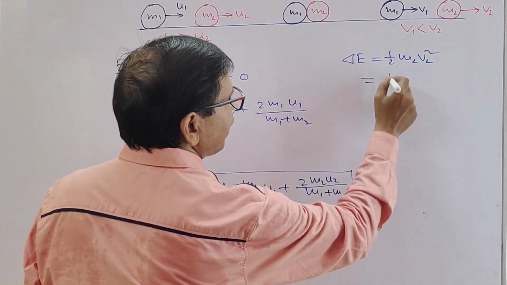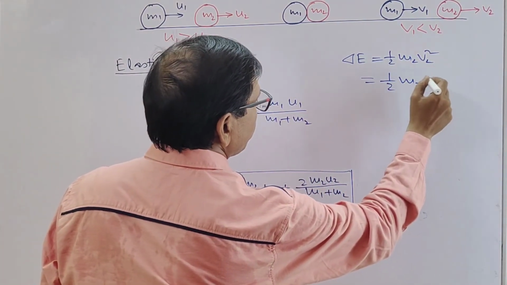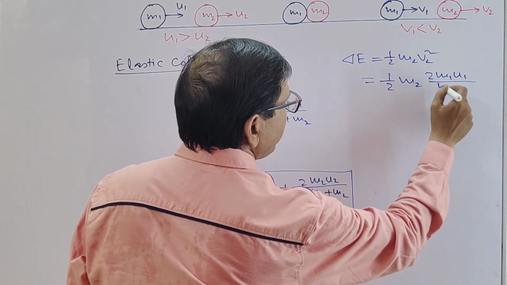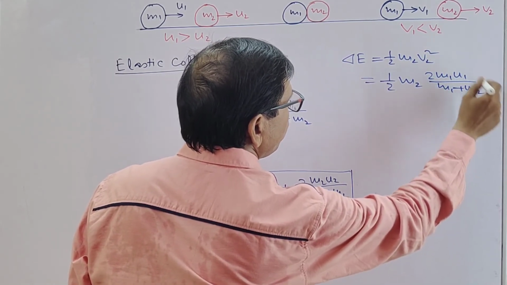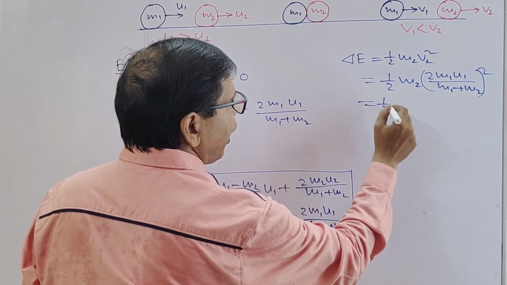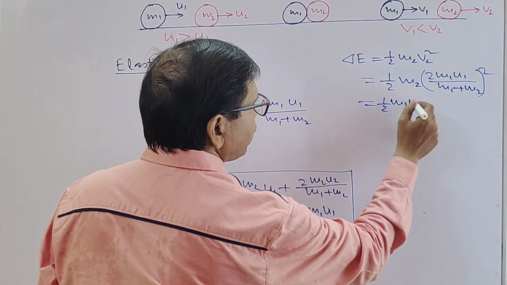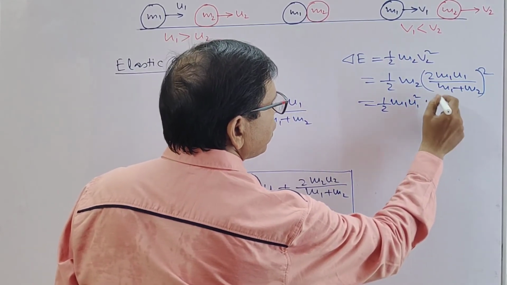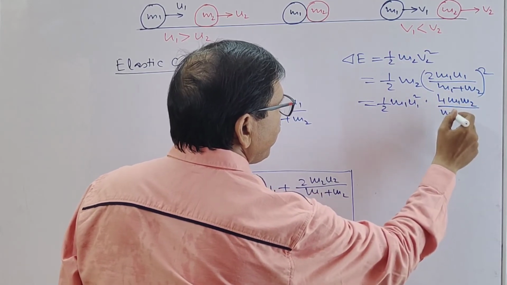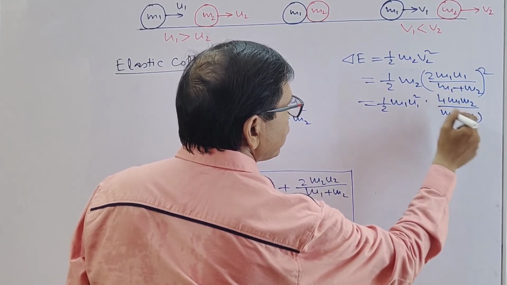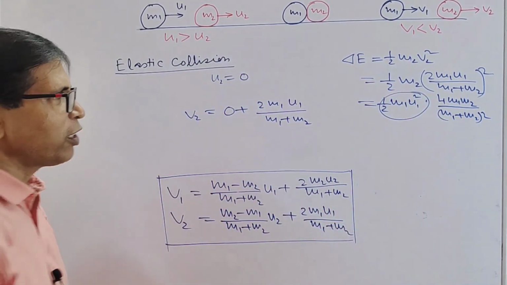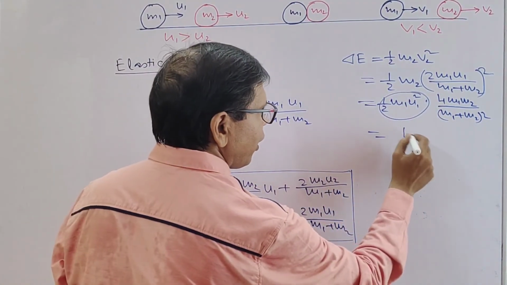Now look at this. This is half m2 into 2 m1 u1 divided by m1 plus m2, whole square. So this is half m1 u1 square, and this is 4 m1 m2 divided by m1 plus m2, whole square. Look at this, this is the initial kinetic energy of the first body. So this is E.